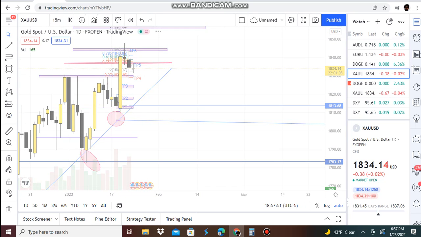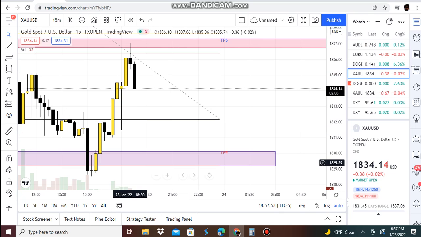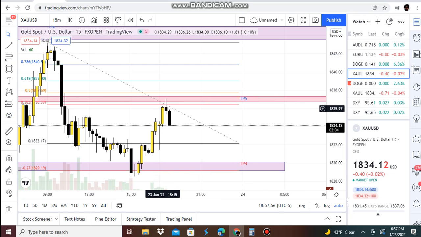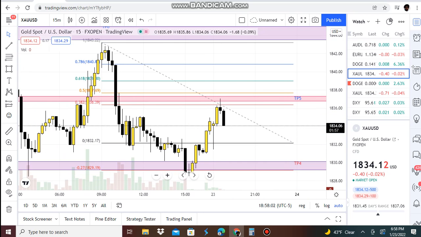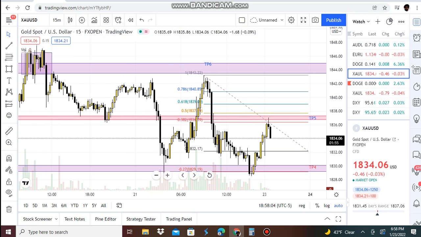So yeah, pay attention to the daily, pay attention to candlesticks. Once you start to see a wick on the daily, scroll into the 15. Draw your Fibonacci, and see what price is doing.